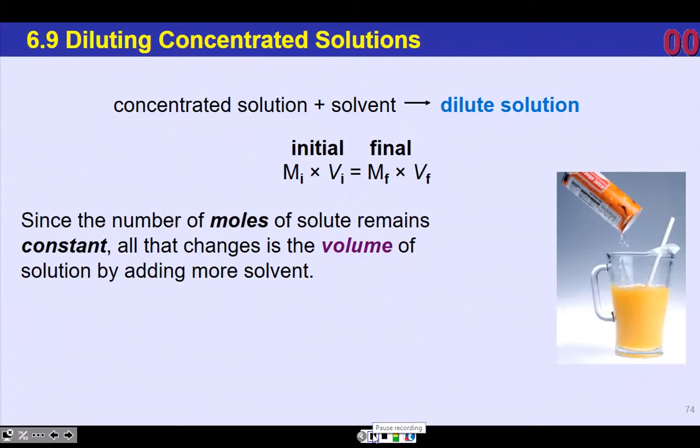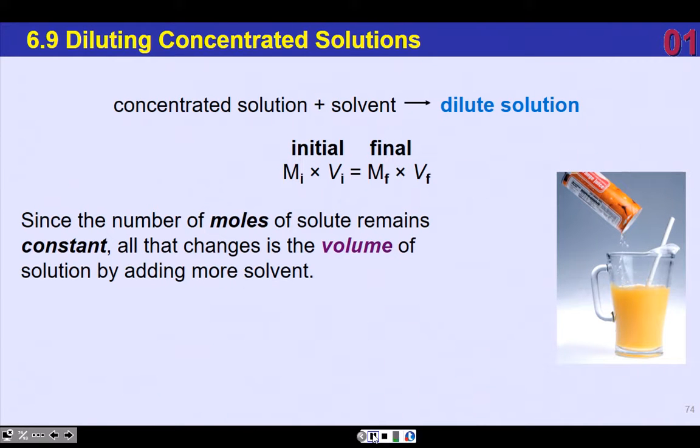When we're talking about dilutions, these are things that we do in our everyday kitchen experiences, including mixing up your frozen juice from concentrate, where you take a certain amount of substance and you add water to it to make it more dilute. And so some concentrated thing plus a solvent gives you that resulting mixture. So the point that you have to think about here is that the number of moles of the solute, the amount of solute, remains the same, and all that's changing is the volume of the solution by adding more solvent.